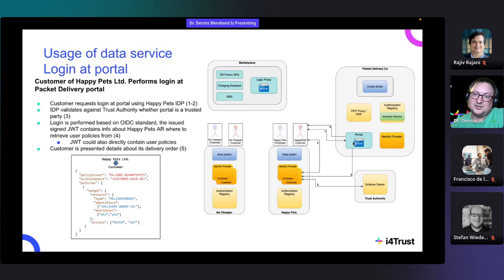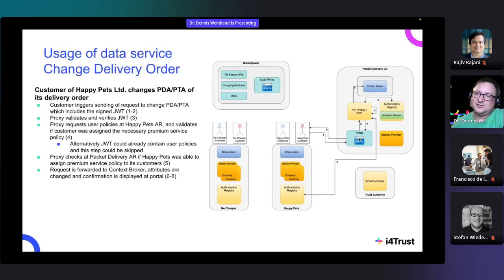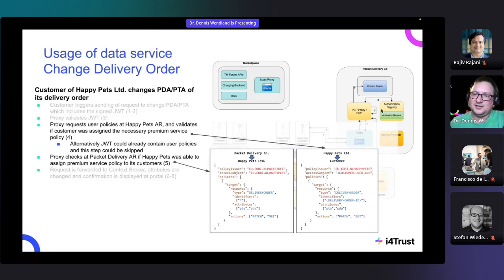And when he now issues a request using the portal to the PEP of packet delivery company, there will be a verification of the JSON web tokens, because these are signed, of course, with the private key of Happy Pets. And then there's a check if the policy allows the certain operations, for instance, performing the patch request. And there's another check at the registry of packet delivery company, whether Happy Pets is actually allowed to delegate such access rights. And if both of these policies are fine, as we can see here, access is granted.